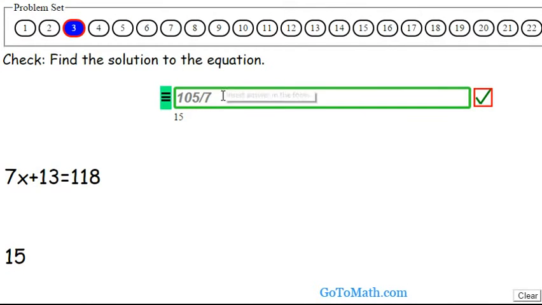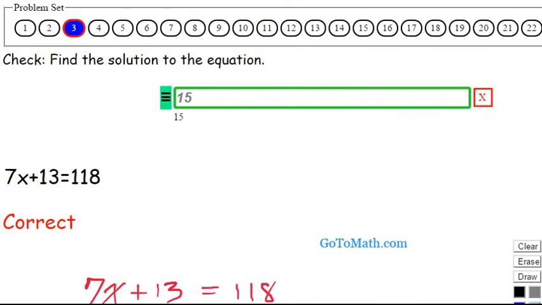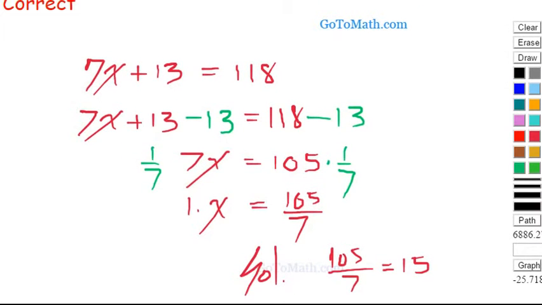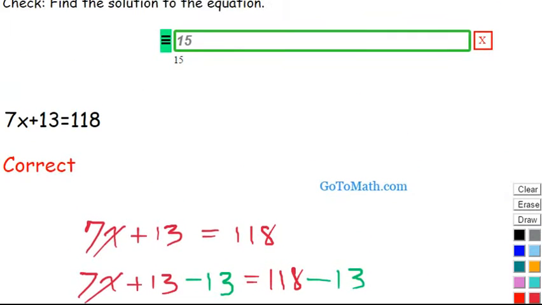Okay, I went up there to click and check that out. What did I say it was? 15? 15. Click. Correct. Okay. I glanced at that and I'm like, that can't be simplified down. Then I started thinking about it.